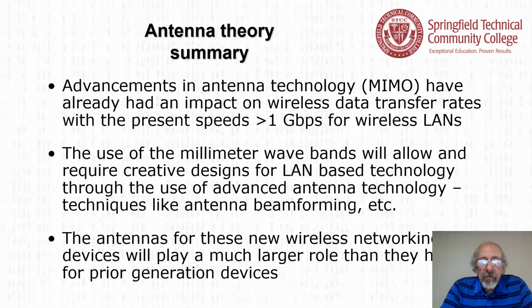So let's summarize antenna theory. Advancements in antenna technology, things like MIMO, multiple input, multiple output antennas, have already had an impact on wireless data transfer rates, with the present speeds exceeding 1 gigabit per second for wireless LANs. The use of millimeter wave bands will allow and require creative designs for LAN-based technology through the use of advanced antenna technology, techniques like antenna beamforming, and so on. The antennas for these new wireless networking devices will play a much larger role than they have for prior generation devices. And that's it for this presentation.